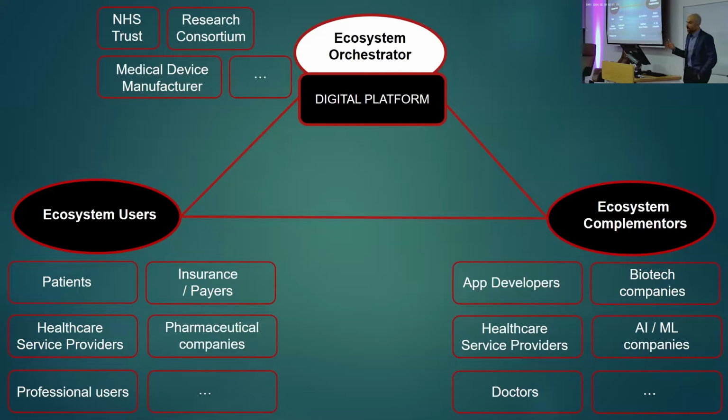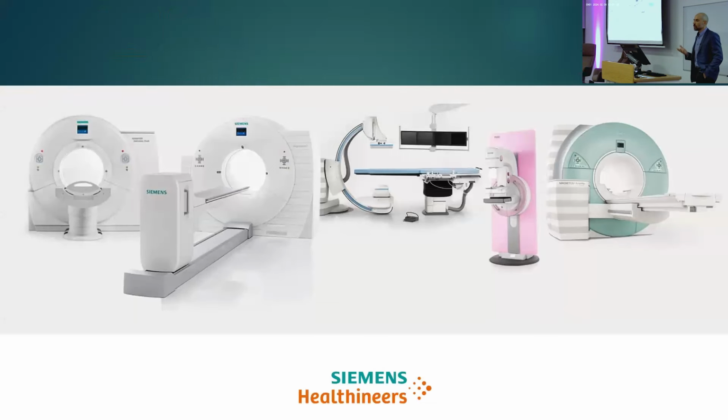And the third set of actors, namely the users, could include patients, but could also include other actors that consume those services and products. So for example, a hospital with no resident radiologists could receive services from another hospital that has extra capacity. Right? In other words, the roles between the complementors and the users could switch. Let me use one example that is discussed in depth in the book.